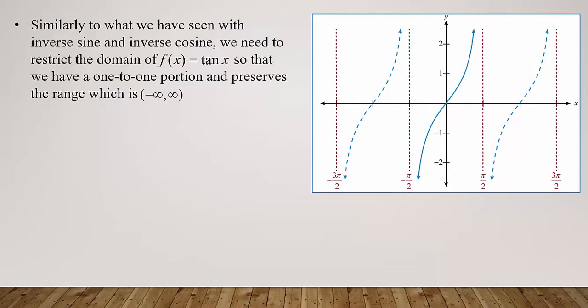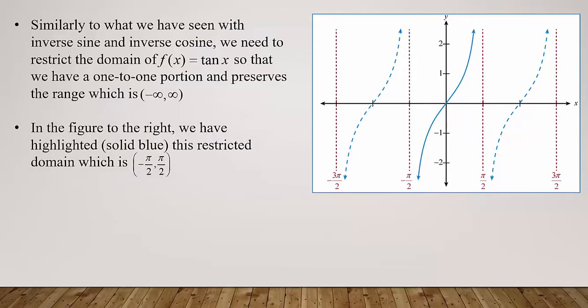Clearly it's not one-to-one. In the figure to the right, what I've highlighted in solid blue is the portion that's the restricted domain. So we look at tangent just on the interval negative pi over 2 to pi over 2. Clearly that's one-to-one, and it preserves the range. So we can talk about an inverse tangent.